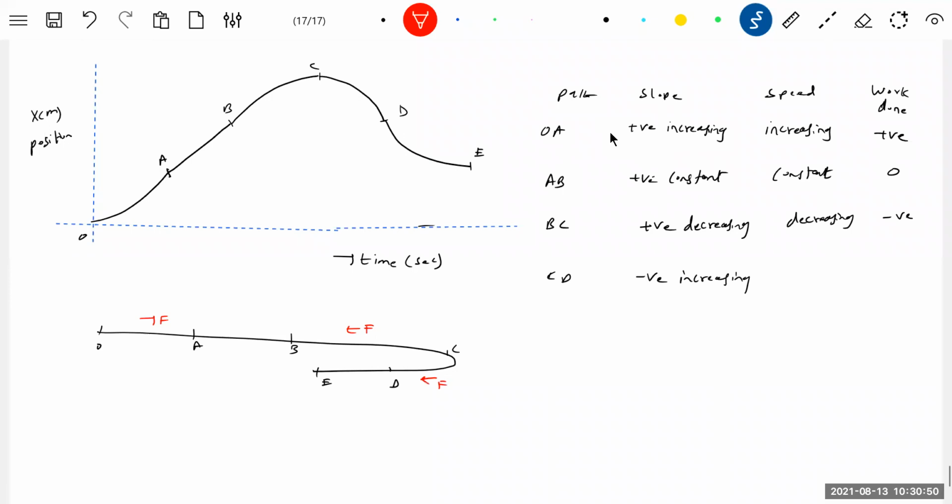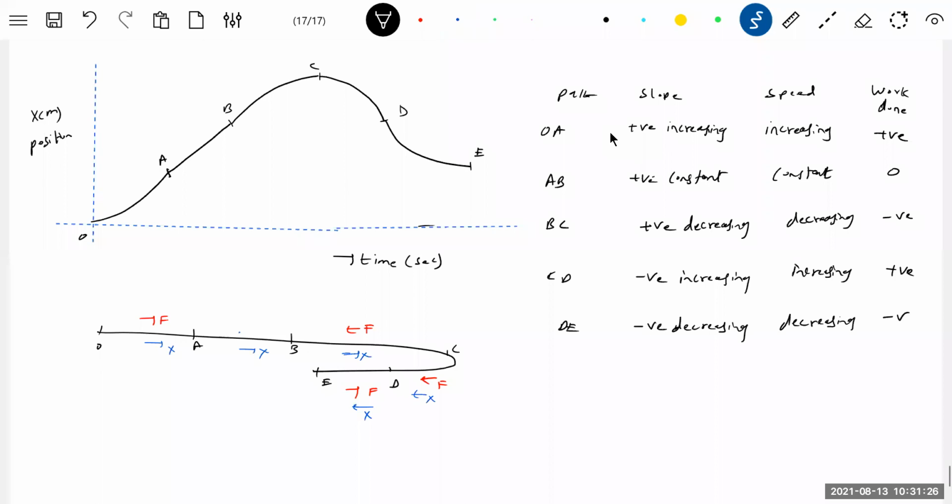Now the force will act here. The force will act here. And the displacement is decreasing. So here speed is increasing, work done positive. What about DE? DE is slope negative, decreasing. Speed is decreasing, work done negative. That is what I am showing with F and X like this.